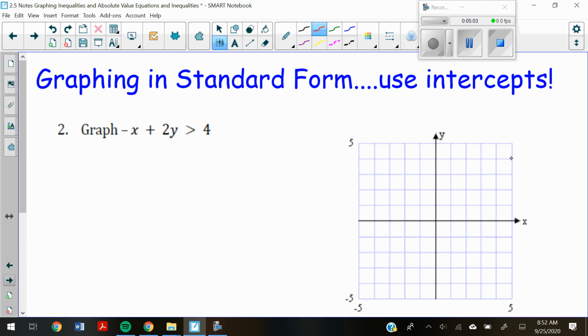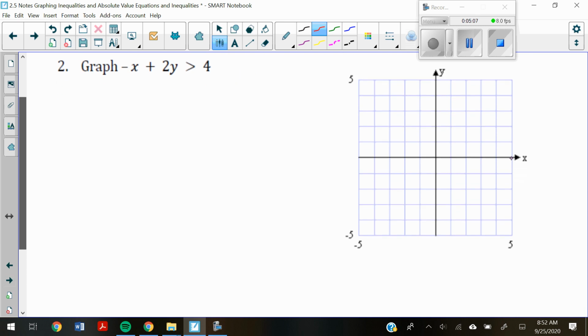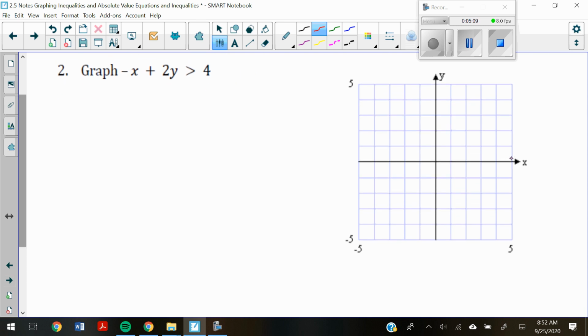All right, so here, again, it's in standard form. So find the x and y intercepts using cover up, or you can solve it so it's in y equals mx plus b form. I'm going to have you guys pause the video here and try graphing it on your own.